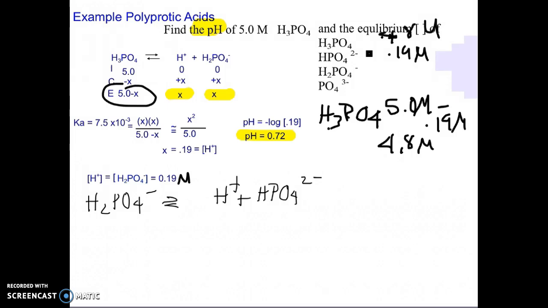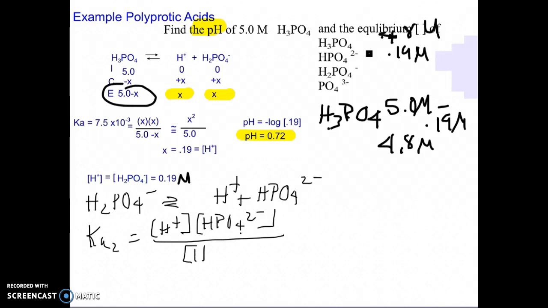And if I were to write the Ka2 expression, because this is the second dissociation, notice I put a little 2 there, Ka2 is equal to the hydrogen ion concentration times the HPO4 2 minus concentration all over the H2PO4 minus concentration. Okay? So now you could do the RICE table for this, and it is probably presented in your book, but what is interesting is that for that second dissociation, the hydrogen ion concentration is going to be equal to the H2PO4 minus concentration.